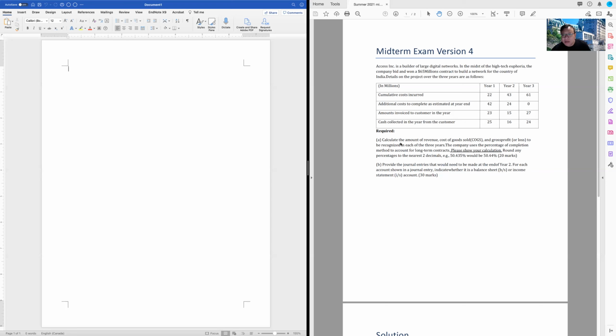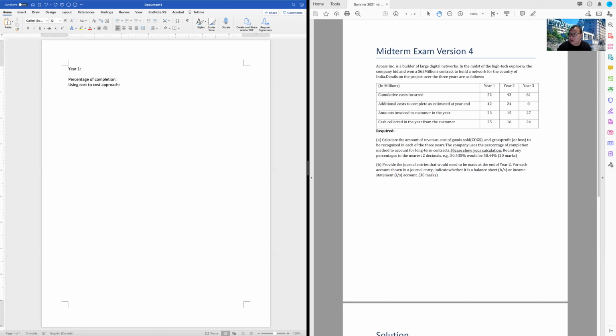The first question is to calculate the amount of revenue, cost of goods sold, and the gross profit or loss to be recognized in each of the 3 years. The company used the percentage of completion method to account for long-term contracts. Please show your calculation, and round any percentage to the nearest 2 decimals. So let's take a look at year 1. We need to calculate the percentage of completion, using a cost-to-cost approach.